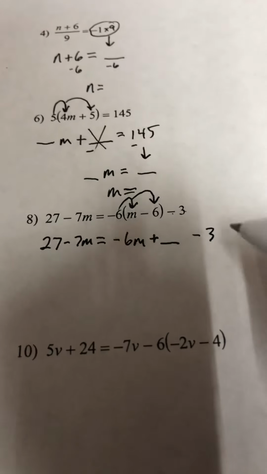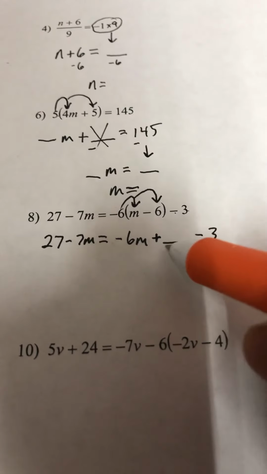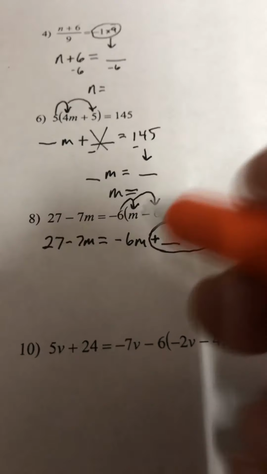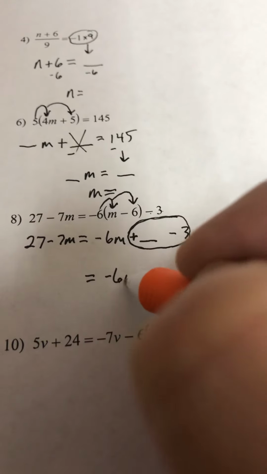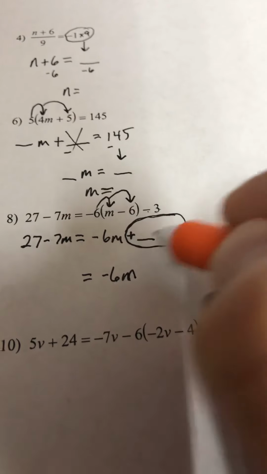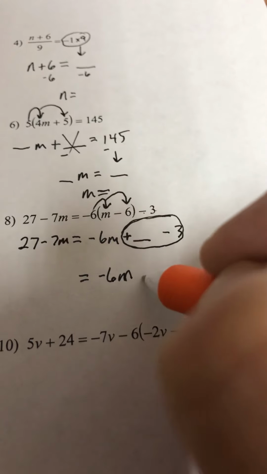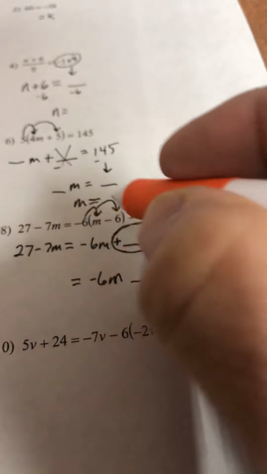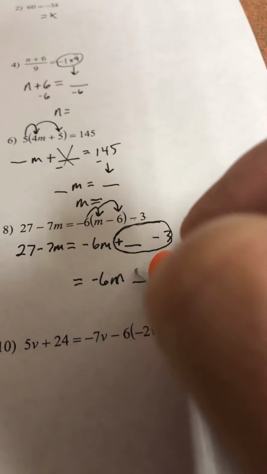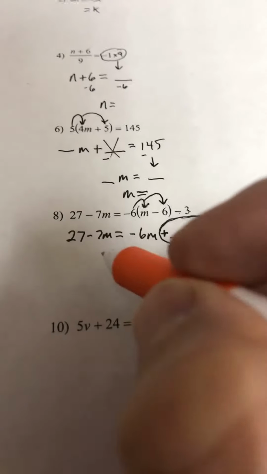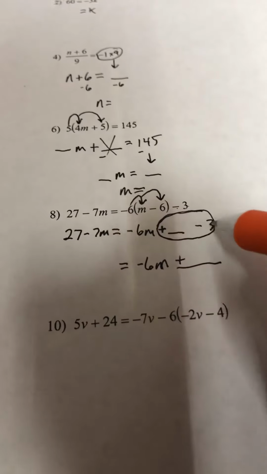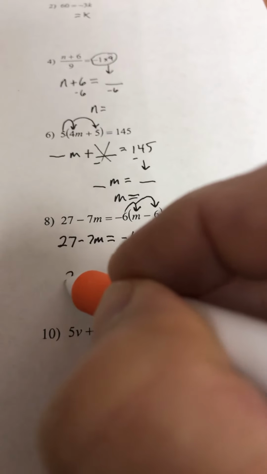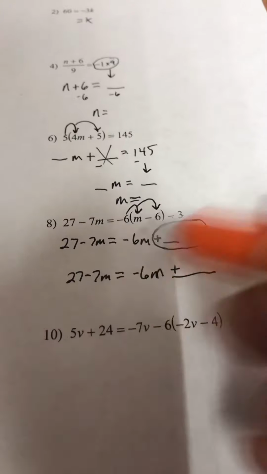You've got to combine these like terms. You're going to put these two terms together, this negative 6m, and then whatever this is. Since this is a positive a lot, it's going to be a positive something, because it's going to be a lot more than that negative 3, so you're just going to subtract that. And then you still have your 27 minus 7m.